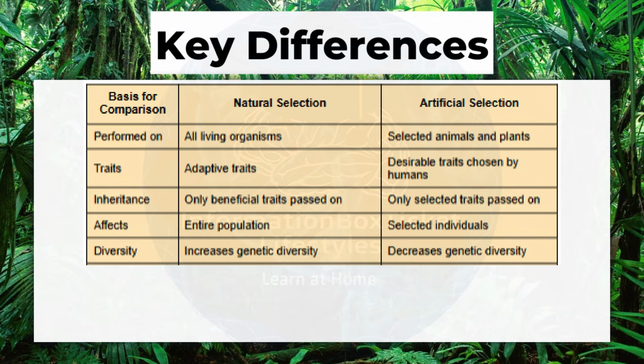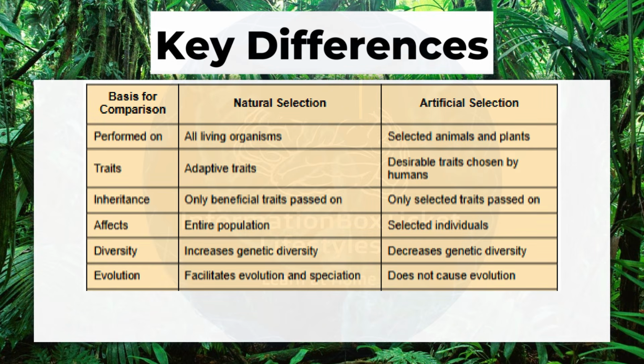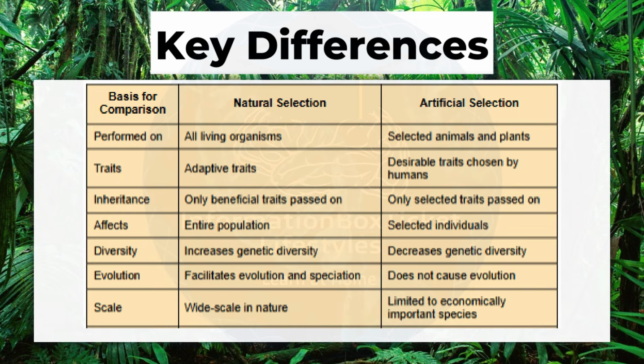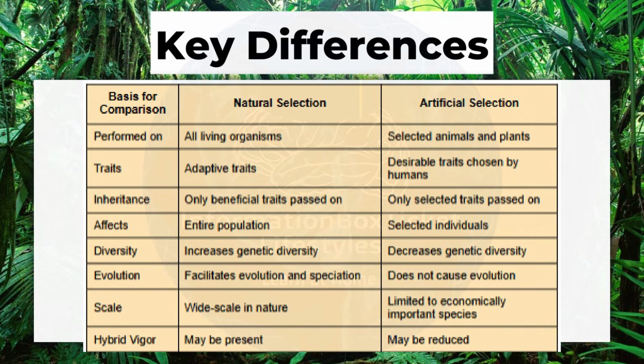specific desirable traits. Natural selection contributes to speciation and long-term evolution, while artificial selection does not promote evolution or the formation of new species. Natural selection acts on a broad scale throughout natural environments, whereas artificial selection is limited to selected individuals of economic or domestic importance. Offspring produced through natural selection may exhibit hybrid vigor, while hybrid vigor may be reduced or lost in artificial selection due to continuous inbreeding for desired traits.